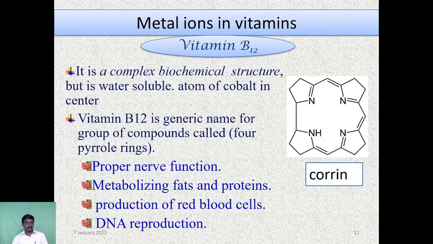The next classification is vitamins. Metal ions in vitamins: as I have already told, vitamin B12 is named cyanocobalamin. It is a complex structure, and the metal ion at the center is cobalt, surrounded by a porphyrin-like ring called corrin. Vitamin B12 is a generic name for a group of compounds with a 4-pyrrole ring. It is involved in biological functions such as proper nerve function, metabolizing fats and proteins, production of red blood cells, and DNA reproduction. These are the functions contributed by vitamin B12, which is cyanocobalamin.